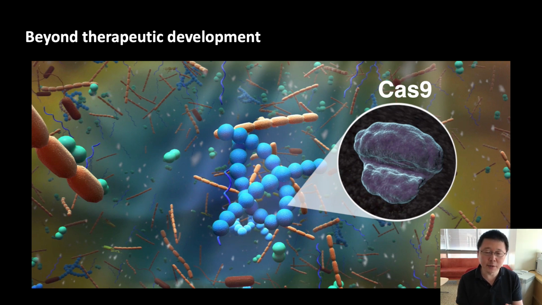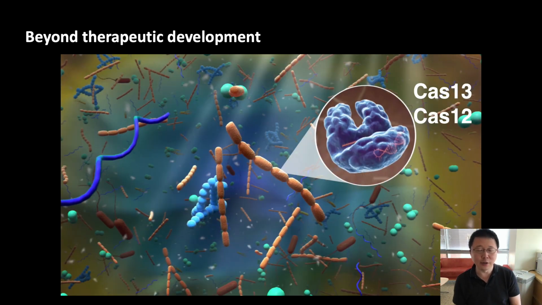But CRISPR systems are much more diverse than just Cas9. In fact, there are many different types of CRISPR molecules. Cas9 is found in some bacteria, but if you look into other bacterial cells, you will find other enzymes such as Cas12 or Cas13. Cas12 has also been developed for editing DNA, but both Cas12 and also Cas13 have also been developed as a diagnostics technology for detecting infections from viruses or bacterial pathogens.